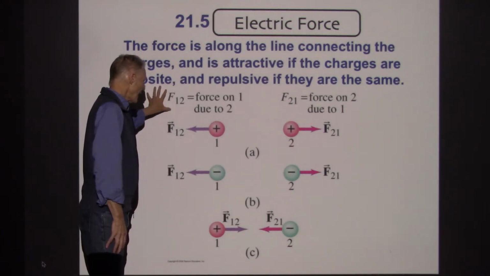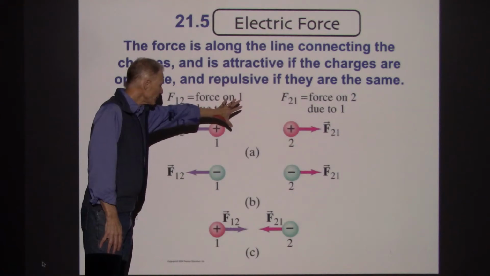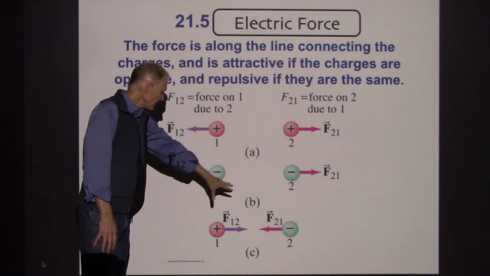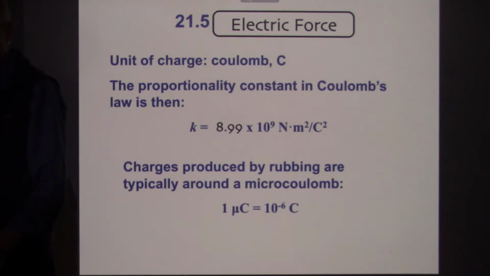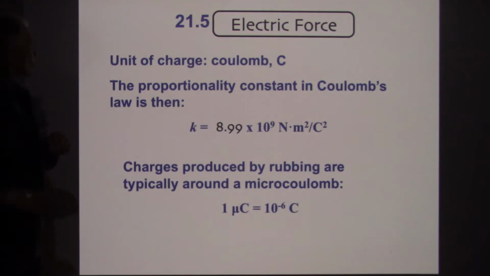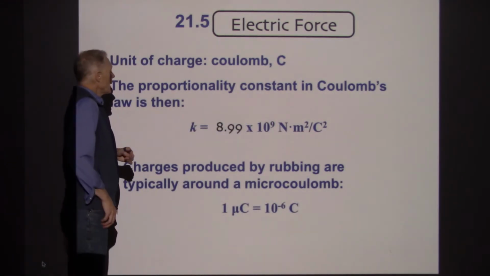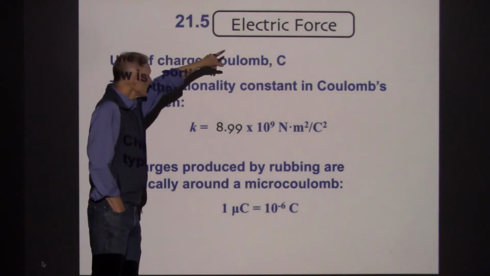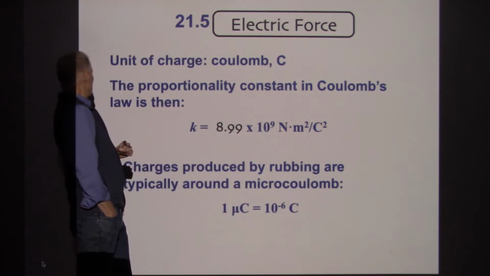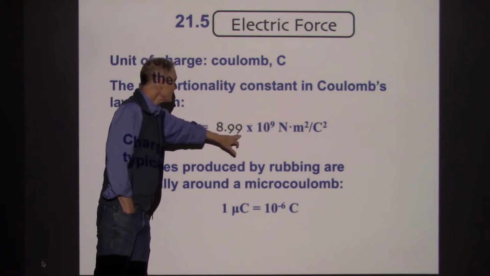So here's two repelling positive charges, a couple of repelling negative charges, and then an attractive force between a positive and a negative. And then here's a bit of review of what we already just talked about on our own diagram, and that is that the proportionality constant in the electric force is 8.99 times 10 to the 9th.